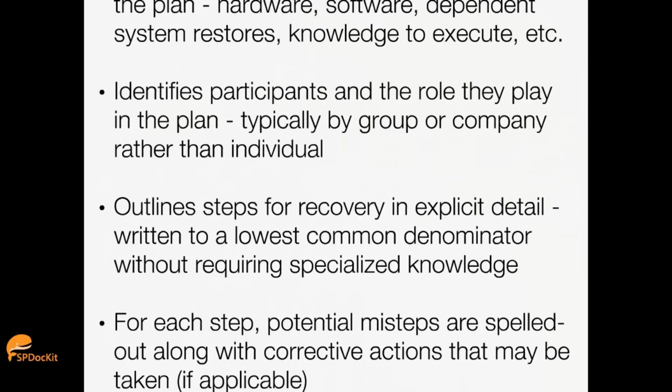This step is critical. This point is critical. For each step, potential missteps should be spelled out along with corrective actions. Think about working with SharePoint, going to a PowerShell prompt.